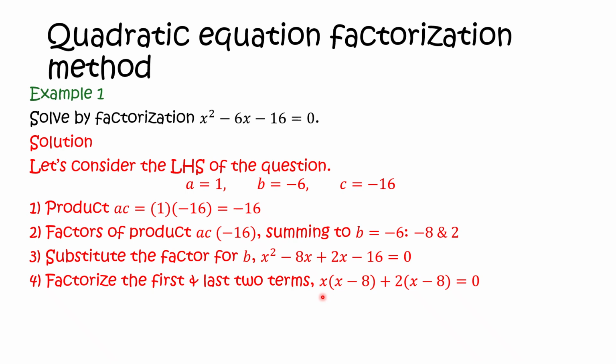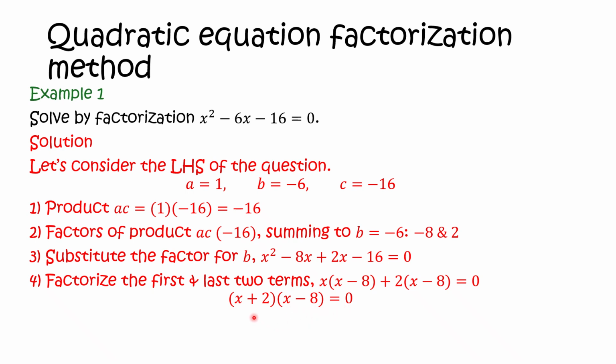In that case, we get the common factor between x squared and minus 8x to be precise. Then we get x times x minus 8, and in the last two terms we've got 2x minus 16. The common factor there is a 2, so we factor out the positive 2 times x minus 8 equals 0. Now that we have reached that stage, we can see that we also have a common factor x minus 8, so that we have x plus 2 times x minus 8 equals 0.